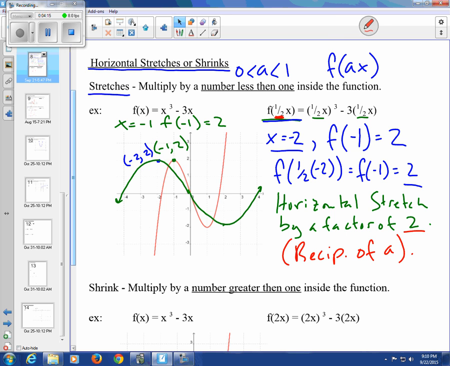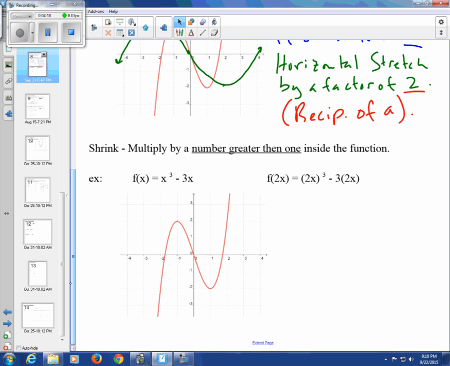Okay, so looking at horizontal shrinks, we can say that horizontal shrinks happen when we multiply by a number greater than 1 inside the function. So right here we can again call that number a, and we're talking about a being greater than 1 in this case. And when we multiply inside the function, we're talking about multiplying a times x directly to x inside the equation, right? So right here we've got our same function, f of x equals x cubed minus 3x, and now we're multiplying by 2. We're multiplying that x by 2 inside of f. And right here we can do the same thing we did before.